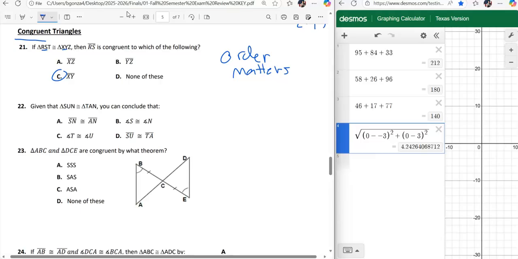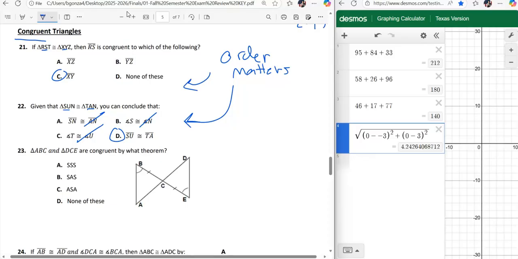All right. Well, anyways, given that SUN is congruent to TAN, what can we conclude? First and third, SN, should match first and third, TN, and that ain't it. S, first letter, should match T, the first letter. That ain't it. T, first letter, should match S, the first letter. That ain't it. First two letters SU should match first two letters TA. That's it. Because why? Order matters. All right.